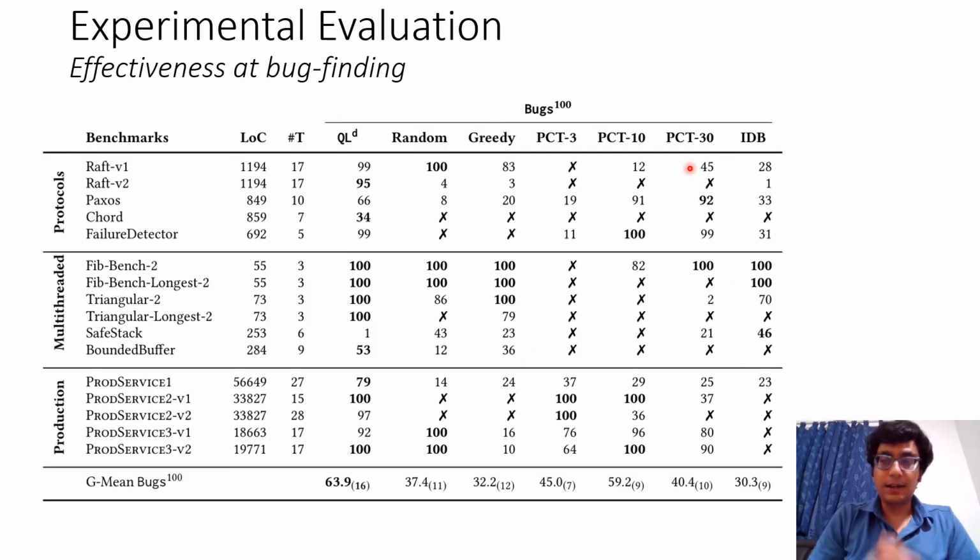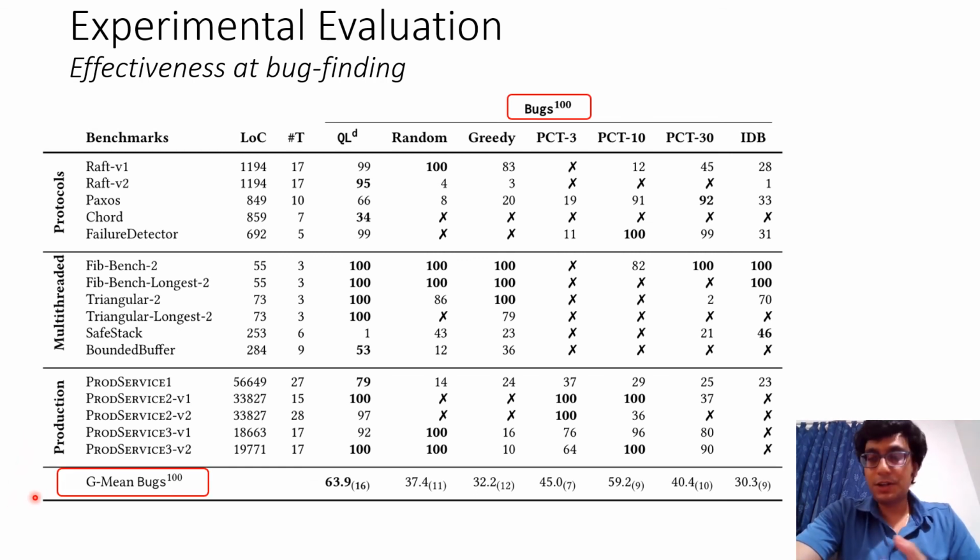So this slide highlights our experimental evaluation at a very high level. So we evaluated on a bunch of complex protocols, multi-threaded benchmarks from SVComp and SCT benchmark suites. SafeStack and bounded buffer are known to be extremely challenging benchmarks. We also evaluated on production services from Azure, which are currently servicing hundreds of thousands of VMs. And these have unit tests which check for functional correctness as well as fault tolerance.